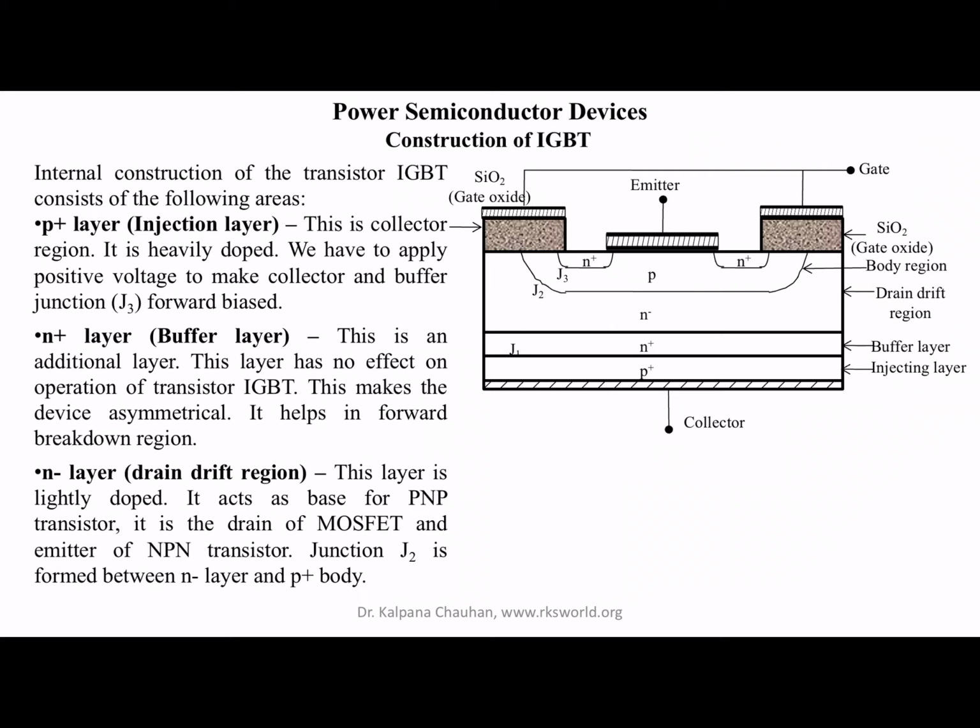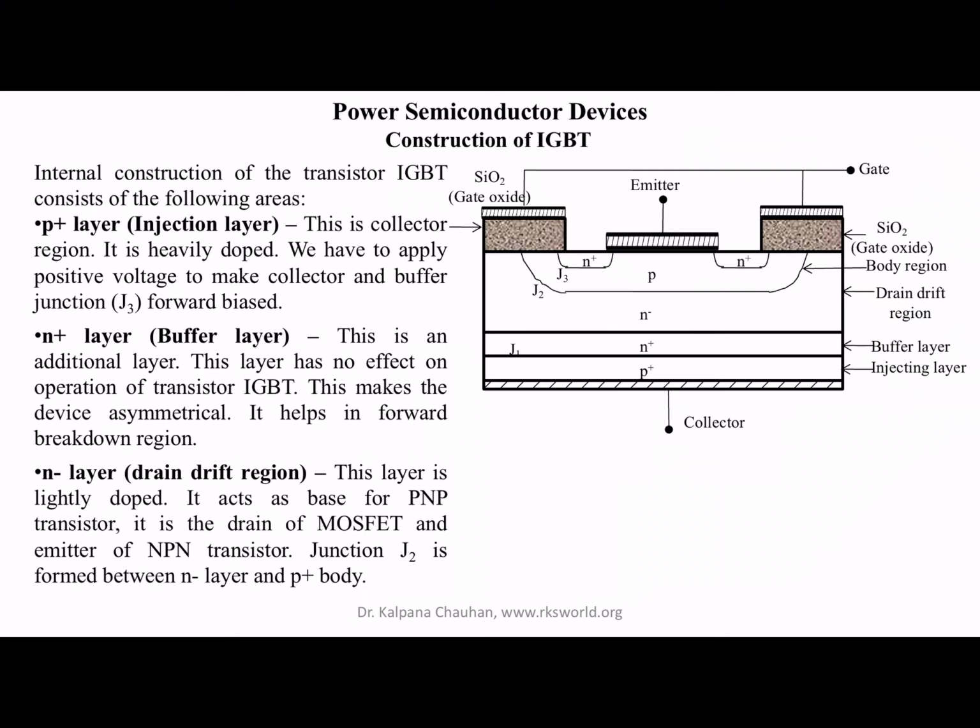The internal construction of the IGBT consists of the following areas. First is the P positive layer, which is called the injection layer. This is the collector region. It is heavily doped. We have to apply positive voltage to make the collector and buffer junction, that is J3, forward biased. Then the N plus layer, which is called the buffer layer. This is an additional layer. This layer has no effect on the operation of the IGBT. This makes the device asymmetrical. It helps in the forward breakdown region.